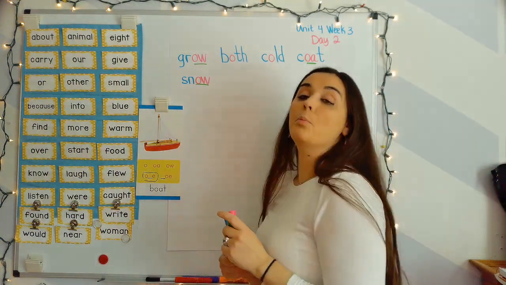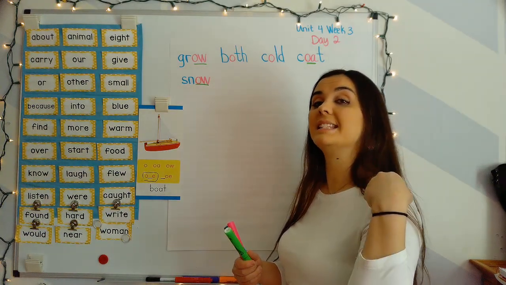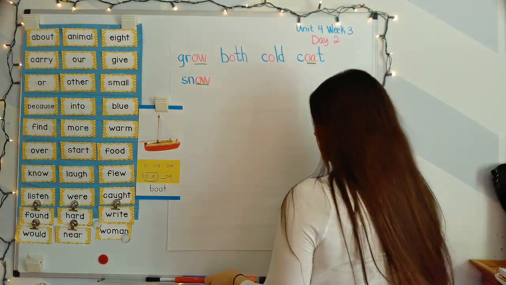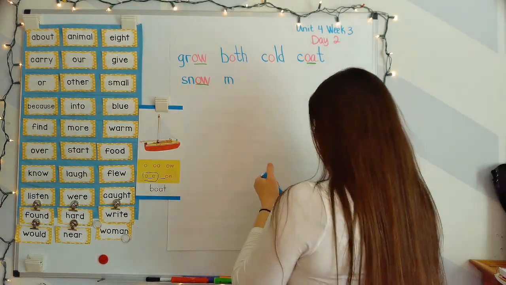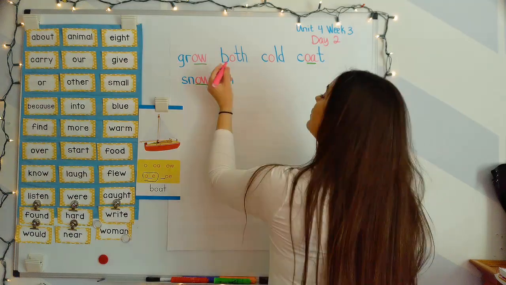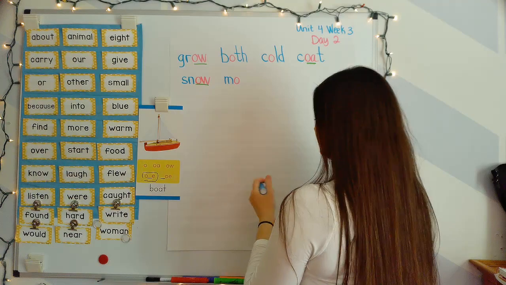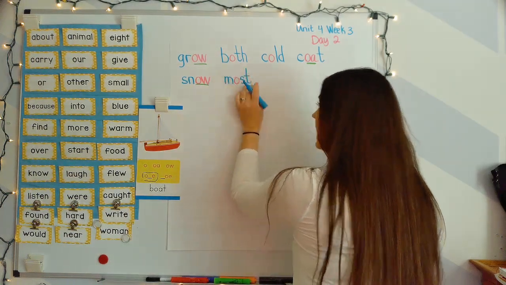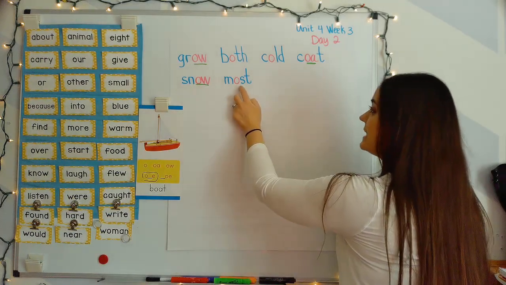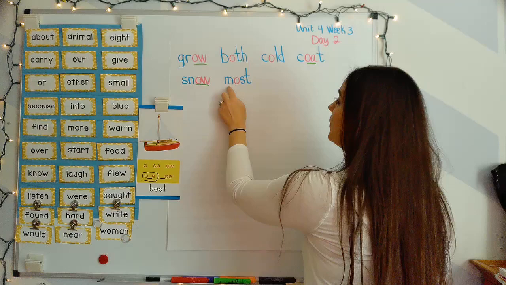Next word, most. Your turn. M, O, sta, most. So this one again is an example of O by itself, saying that long O sound. And ST at the end of the word. Sta, sta. So that's just one of those ending blends.